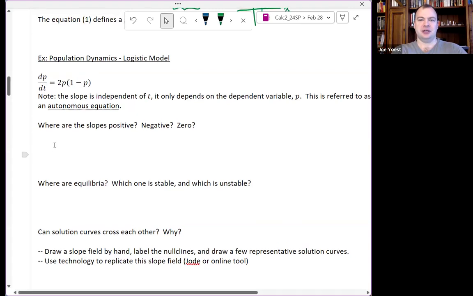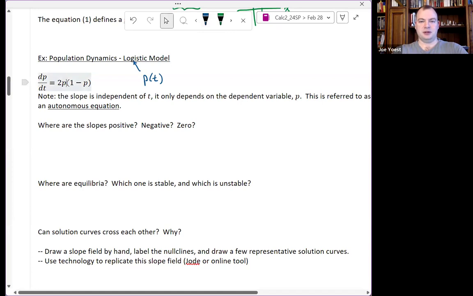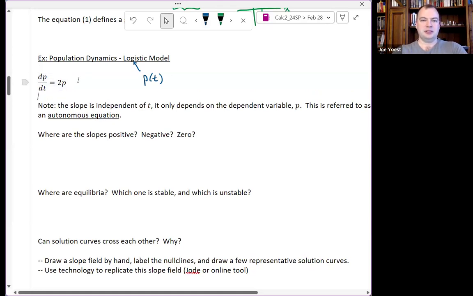Okay, so let's consider this population dynamics model that's called the logistic model. Here we have a function p of t representing population at time t. dp dt is the rate of change of the population with respect to t. Let's forget about this 1 minus p bit here for a minute. Let me just delete that for a second. And let's just think about this equation, or in other words, p prime equals 2p.